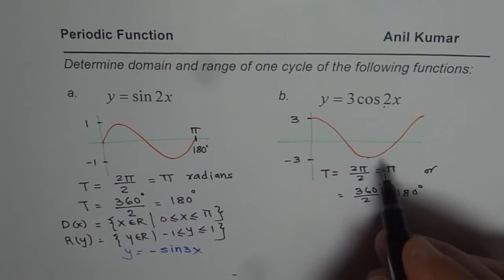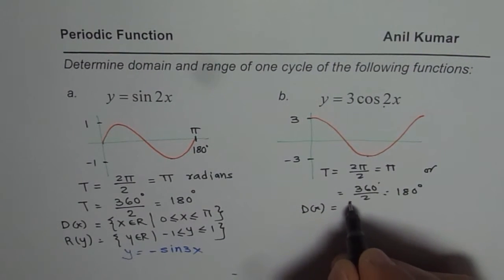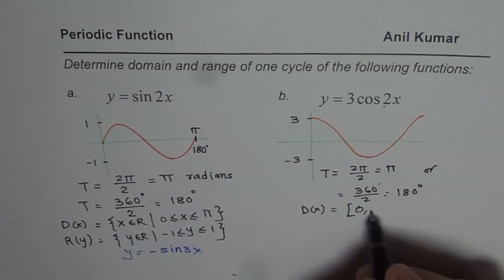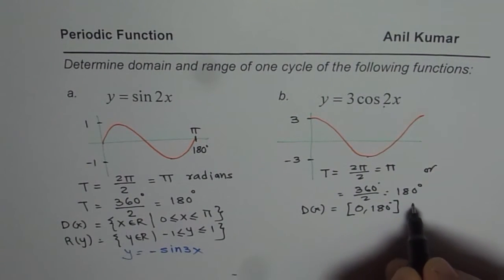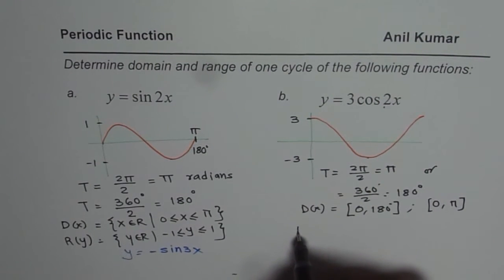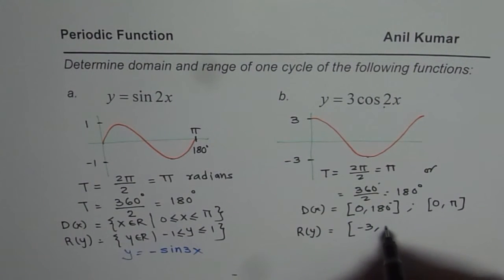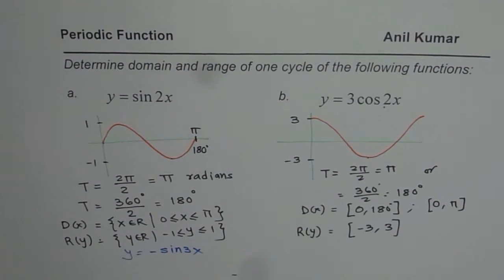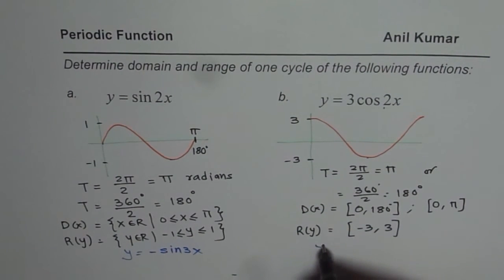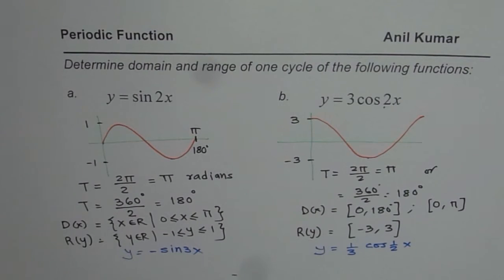So we will write this domain and range in a different format. We can say domain for this function is between 0 to 180 degrees if you are writing in degrees, or it could be from 0 to pi radians. As far as the range is concerned, range will be between minus 3 to 3, right? So that is the range for our function, correct? So that is how you answer this question. As a practice question, you could have minus 1 over 3 cosine of half x, right? So you can do this as a practice question.